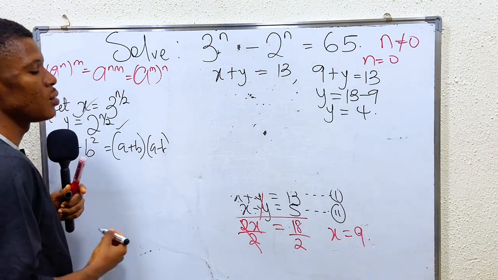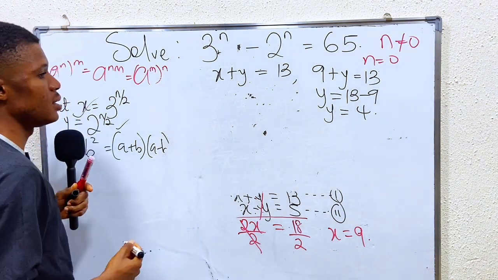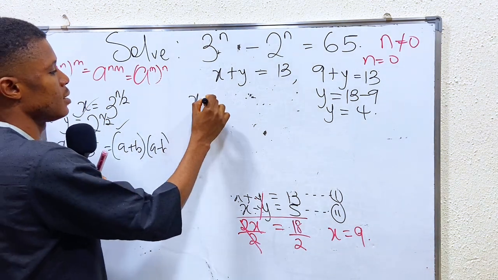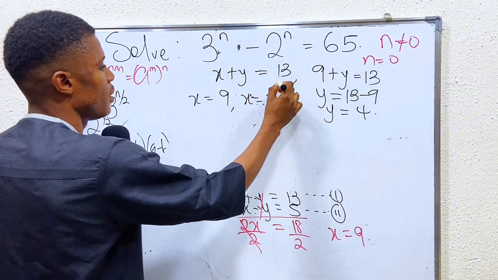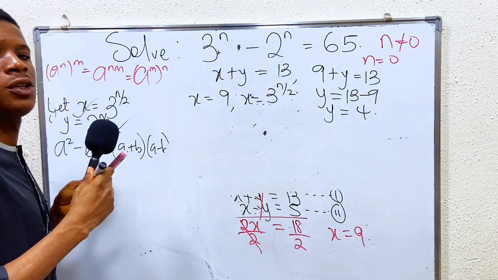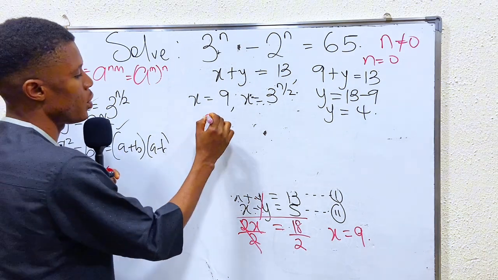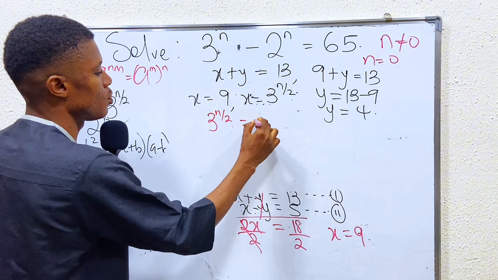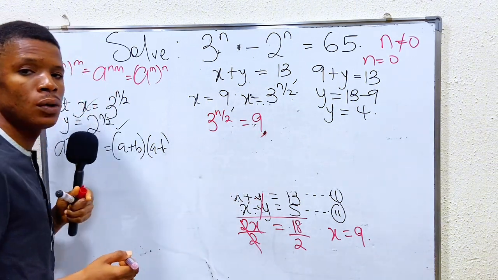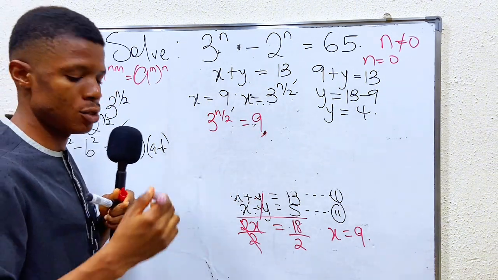But remember, we've said that x is this and y is this. So for us to get those values needed, you can now see that x is equal to 9 and x is equal to 3 to the power of n over 2. So what do we do to get the value of n? We have it that 3 to the power of n over 2 is equal to 9. And you know basically that 9 is 3 squared, right?